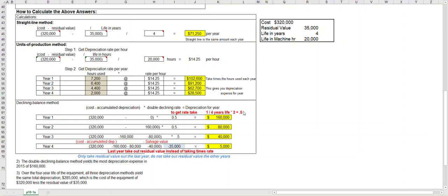For example, if you buy a car, you probably know it depreciates, or goes down in value, more the first year than it does in subsequent years. So double declining is a popular method.